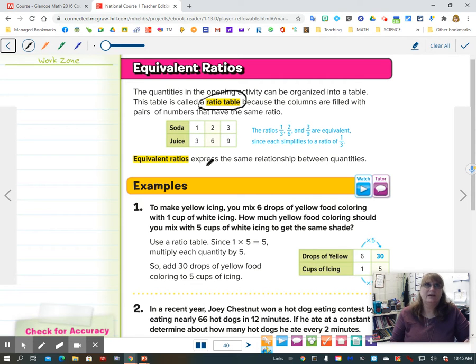So if I was making this punch for, I don't know, a baby shower or a wedding shower or something like that, I would want it to be consistent. I would want it to taste the same if I had 1 batch or 2 batches or 3 batches. So that's why this ratio is important. We want the ratio of soda to juice to stay the same, even though we're increasing the servings, okay? So equivalent ratios is what this is using. They express the same relationship. So the recipe is the same, just the quantity changes, okay?